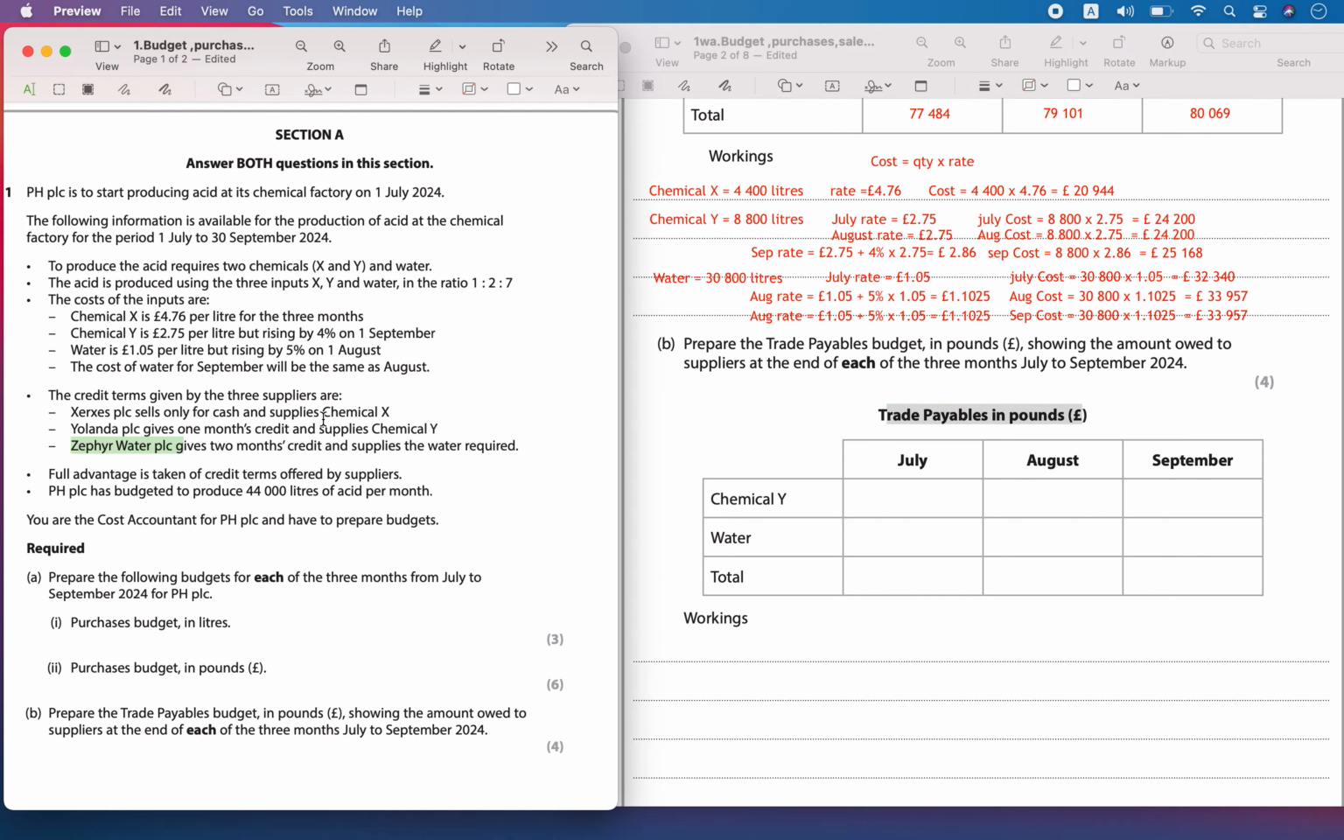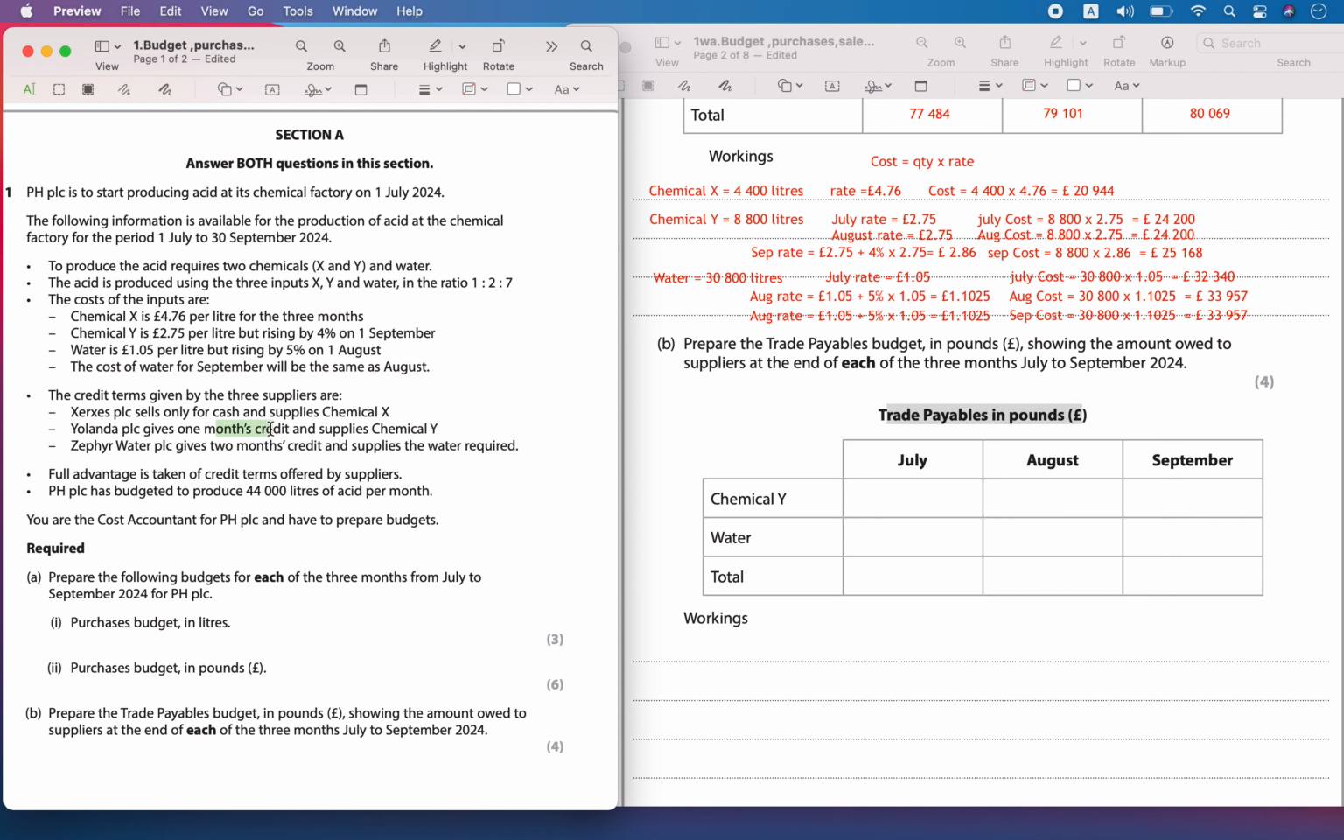So Xerox PLC only sells for cash and supplies Chemical X. So for Chemical X, it is just cash payment. So the trade payables, you need not maintain. You have to pay upfront in cash on purchase. So there is no trade payables for Chemical X.